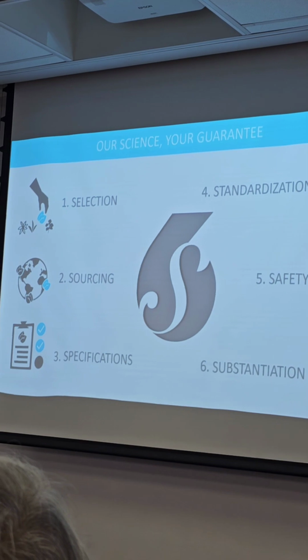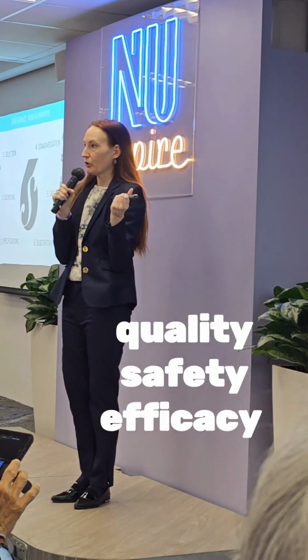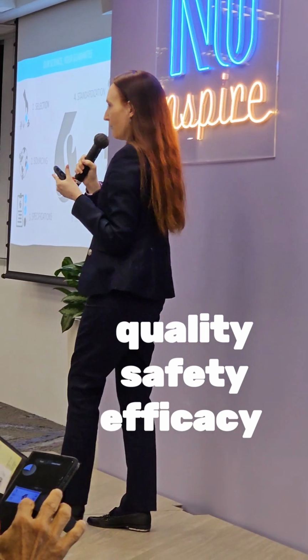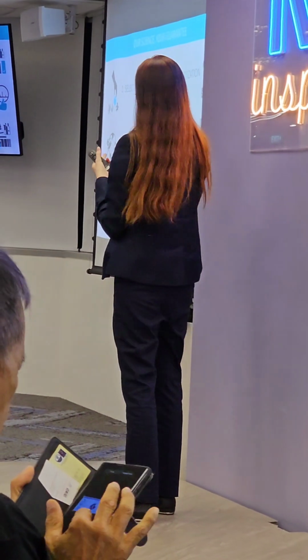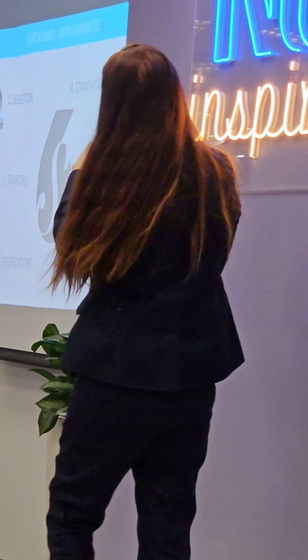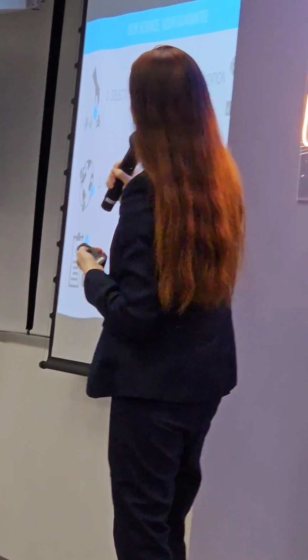And this stands for several things. It talks about the quality of our products. It talks about the safety of our products. It talks about the efficacy of the products. So 6S stands for selection, sourcing, specifications, standardization, safety, and substantiation. And I'm just going to talk about a few of these.